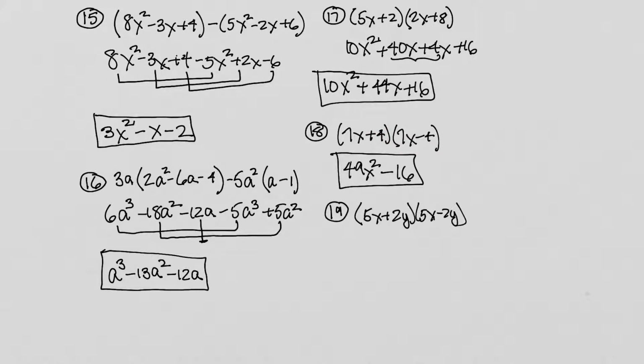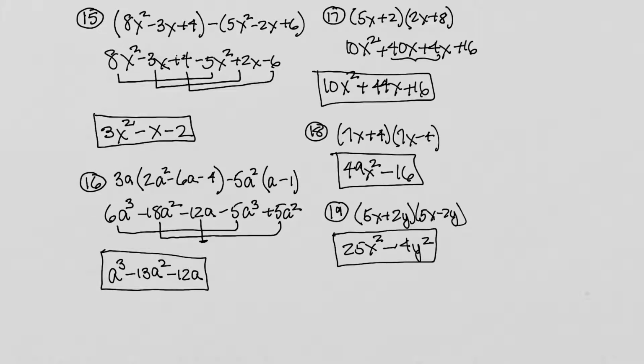Now in number 19, notice we've got conjugates again, right? Plus and minus, they differ by only one sign. So we've got a pattern. We'll square the first. So in this one right here, I'm going to square the first, getting 25x squared. I'll put a minus sign. Then I'm going to square the last, getting 4y squared.